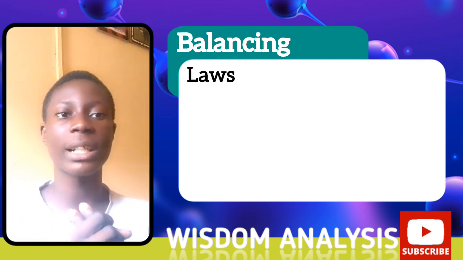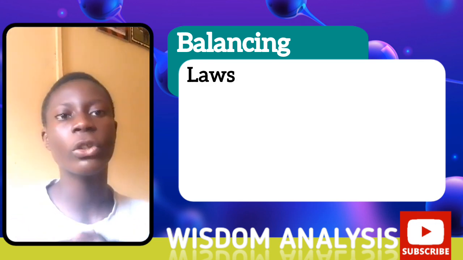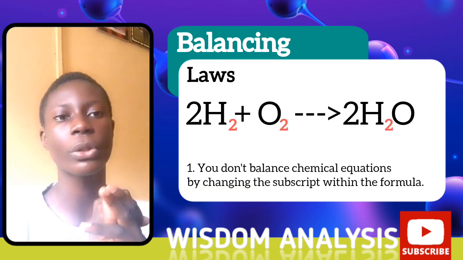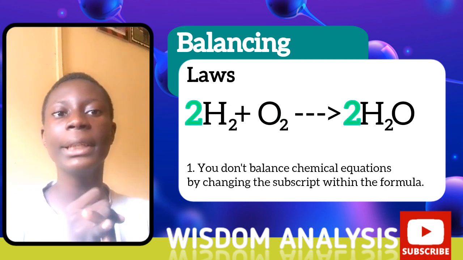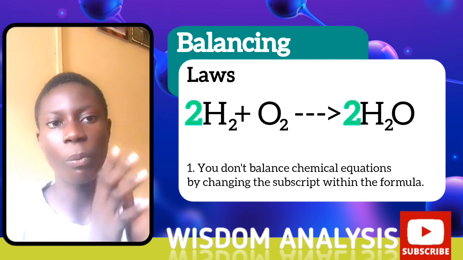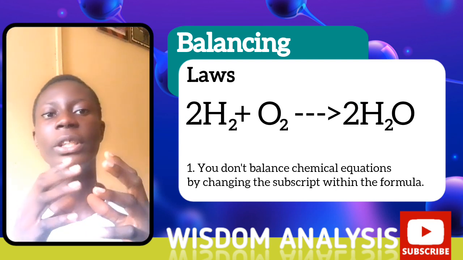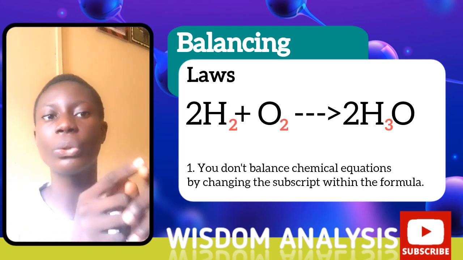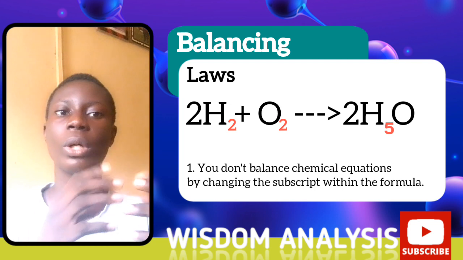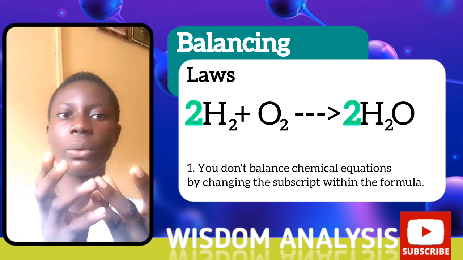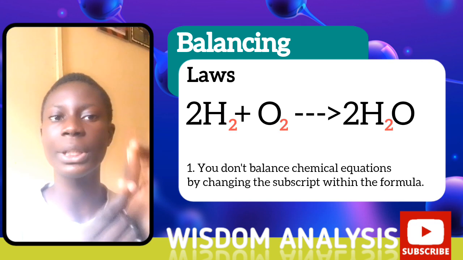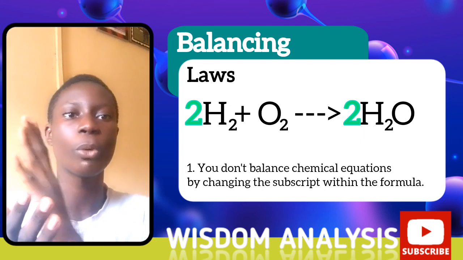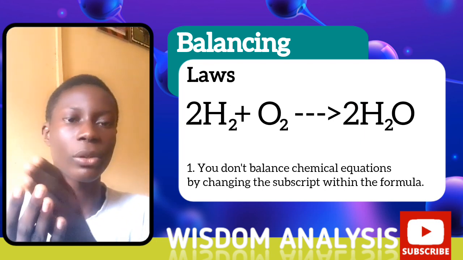So there are just a few laws that govern the balancing of chemical reactions. Number one is that you don't balance chemical reactions by changing the subscript within the formula, but you change the multiples of these formulas. What do I mean? If you see a chemical formula like H2O, you don't balance it by changing that 2 to 3 or to 5 to try to balance the masses. No, it is the amount of the whole water molecule, because once you change the numbers within the formula, you are changing the kind of compound. So you change the amount of the compound, which is the multiplier at the side of the compound.